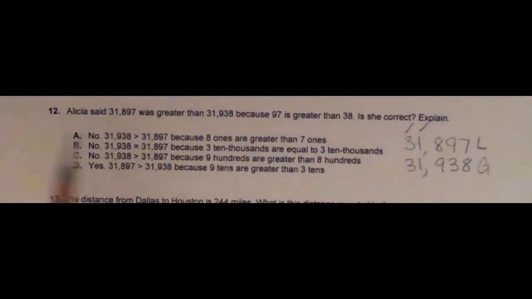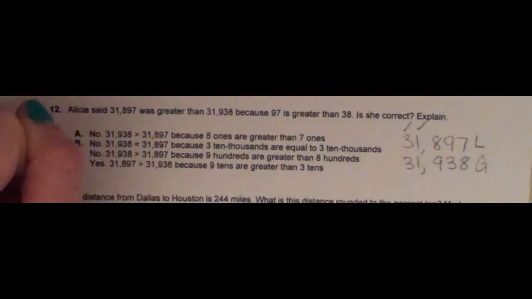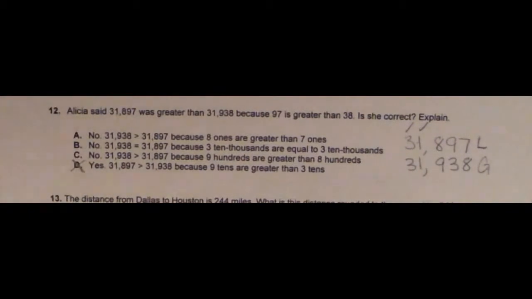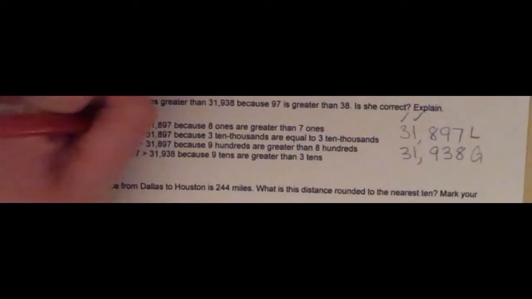Okay, so we're going to stop right there since we know which number is least and which is greatest. Now let's reread the question. It says, Alicia said that 31,897 was greater than 31,938. Okay, so that statement already is not true because we said that 31,897 is less. And so that says it's greater. So when we say the answer, is she correct? We're saying no. So we can eliminate this answer choice that says yes, because that is not true. It's just not true. All right, so now we've eliminated it down to 3 answers.